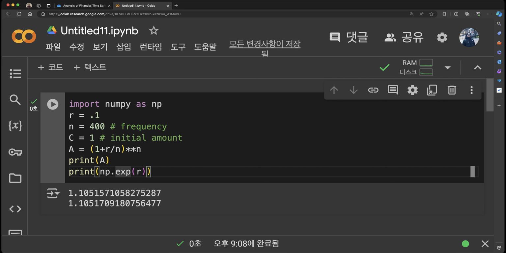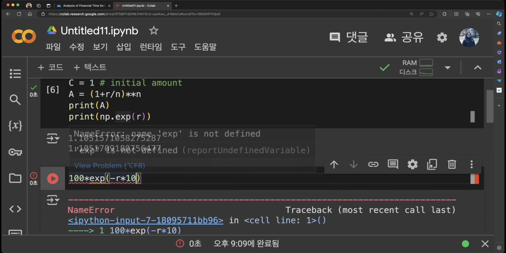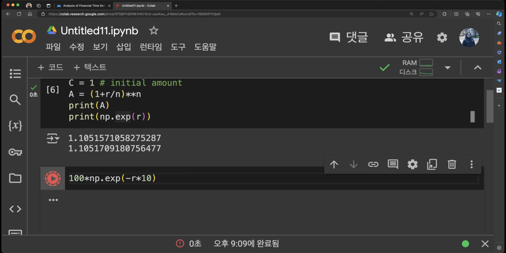For example, R is 10%. So the present value of $100 received 10 years later, if we continue the compounding, is less than half. Receiving $100 10 years later with a discount rate, or required rate of return, of 10% would be just $36 or so.